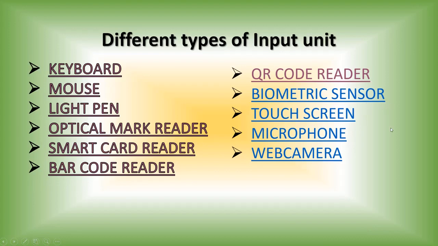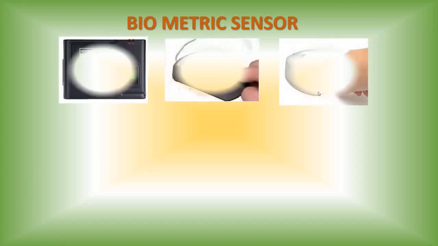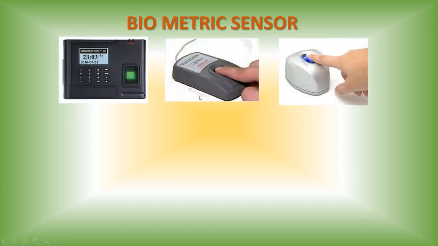Next is the biometric sensor. That also everybody knows. This biometric sensor is used in our school for marking attendance. Every day morning you are using that. I'll show you the picture. Then it is easy to recollect that device. See that? Did you see this image anywhere in your school? Yes, it's there. By using this device, you are marking your attendance daily.